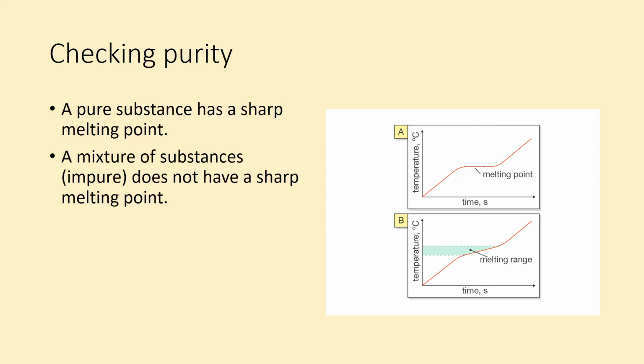In a mixture of substances or an impure substance, there isn't a sharp melting point because you've got different substances in there and they're melting at different temperatures. So we get a melting range instead of a nice sharp melting point. So we can use that to figure out if we've got any impurities in a sample. It's really, really useful if you're making drugs and you need to check that what you've made is a pure substance.